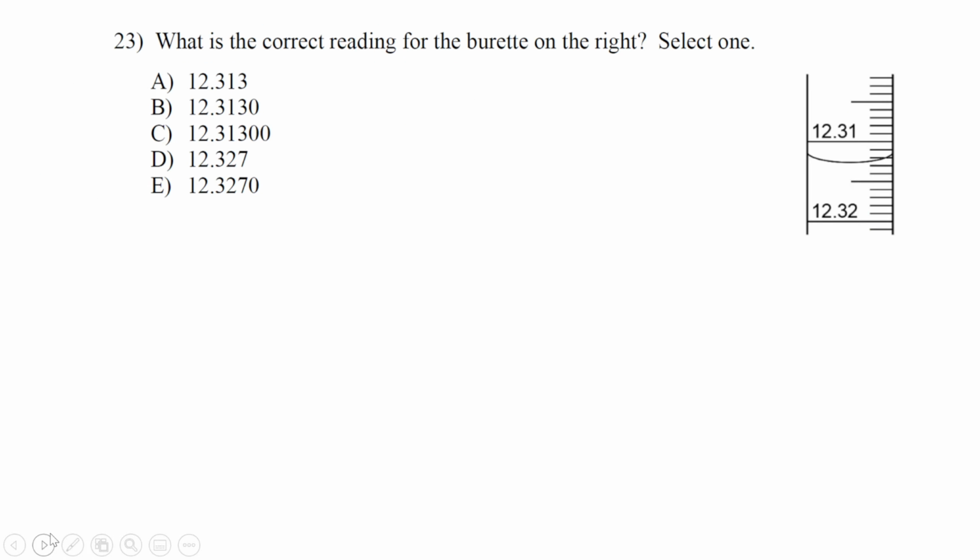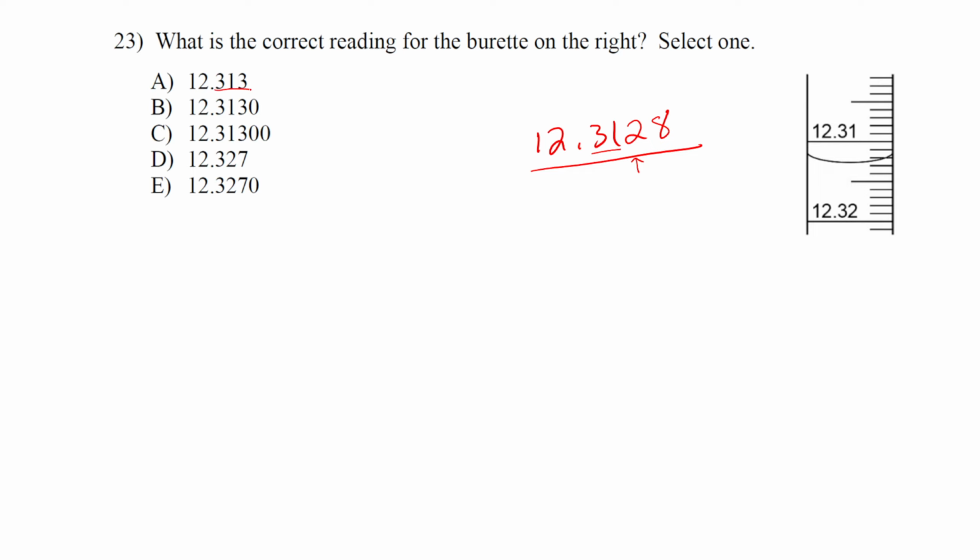What is the correct reading for the buret on the right? Notice how it's going from small to big, so it's obviously greater than 12.31 but less than 12.32. So 31, 31.1, 31.2, and then, I don't know, maybe an 8 or a 9 here. We'll go 8. So it should have 4 decimal places. The correct answer should have a 3, 1, and be 4 decimal places.